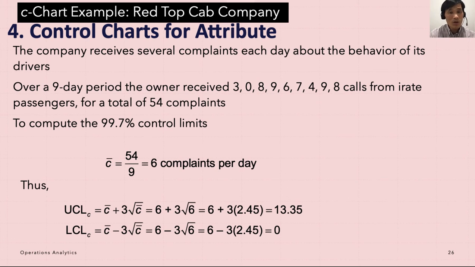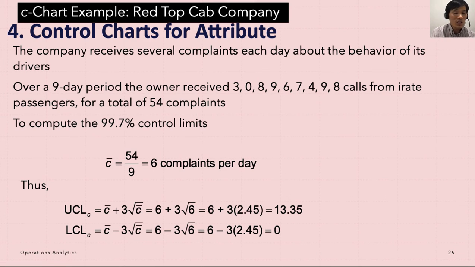So first of all, C bar equals 54 over 9 days, right? So 54 complaints over 9 days. So C bar equals 6 complaints per day. That's what we see, although it's not exactly the case. Some days you have more, some days less, but on average, 54 over 9 gives you 6 complaints per day.